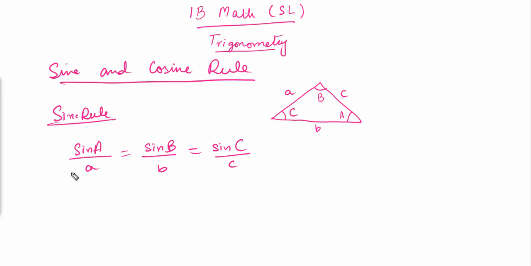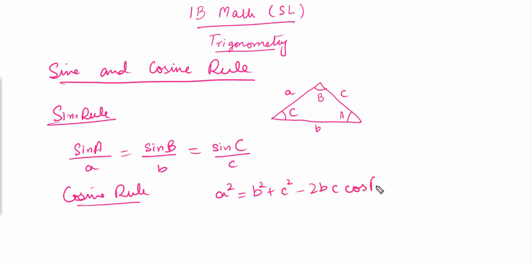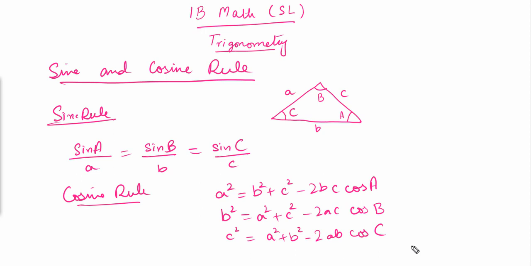Alright, now the next one is the cosine rule. The cosine rule says that a square is equal to b square plus c square minus 2bc cos of A, or we can also use it as b square equals a square plus c square minus 2ac cos of B, or we can write it as c square equals a square plus b square minus 2ab cos of C. The capital alphabets are representing the angles and the small alphabets are representing the sides.